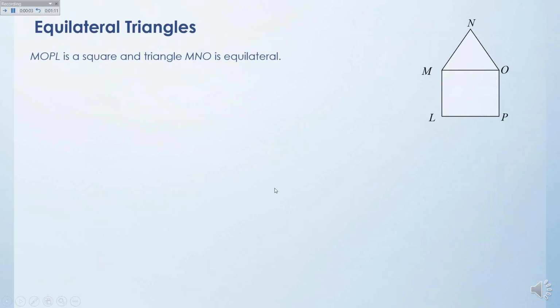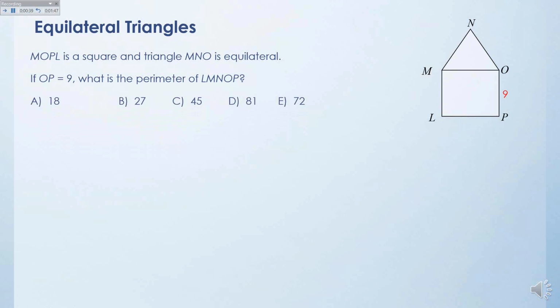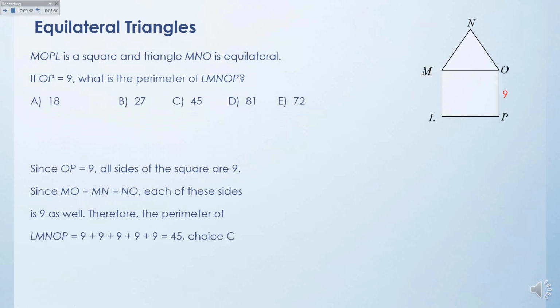So, let's look at another diagram here. We have a square right here, and then we have an equilateral triangle sitting on top of it. And again, all sides are equal. And our question is, what is the perimeter of this whole shape if we know that OP is equal to 9? Well, clearly, a square is going to have 9, 9, 9, 9. And the minute you know that one side of your equilateral triangle is 9, you would know that the other two sides are 9 also. So basically, if you're looking for the perimeter, you just add all those up.